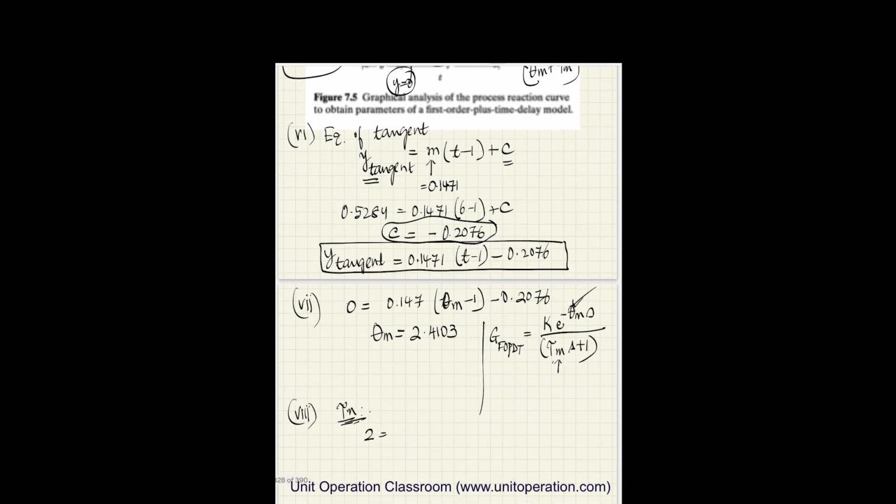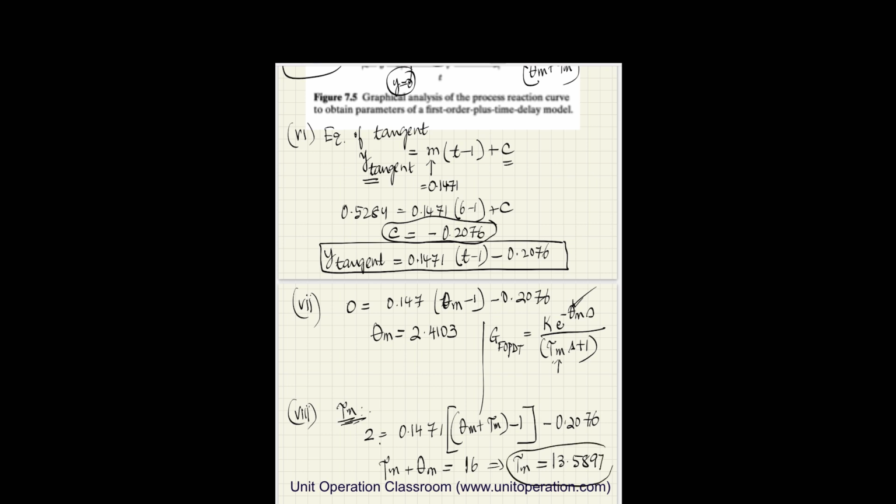So we put y is equal to 2 equal to 0.1471 into (theta m plus tau m minus 1), minus 0.2076. Okay. And from here we can calculate the value of tau m plus theta m, which comes to be equal to 16, and therefore tau m comes to be equal to 13.5897, and this is my theta.